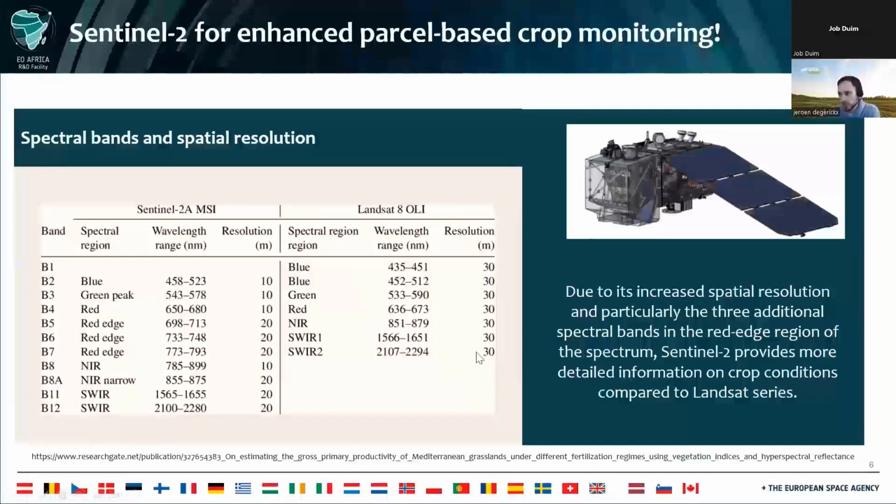So Landsat was at 30-meter resolution and a limited amount of spectral bands, so a limited amount of information, whereas Sentinel-2 is at 10 to 20-meter resolution, so really at the parcel scale. And I know it sounds like a small difference, but it really makes a tremendous difference going from 30 to 10-meter resolution. And also, Sentinel-2 comes with these additional red edge bands, which are pretty important when it comes to monitoring the condition of your crops.